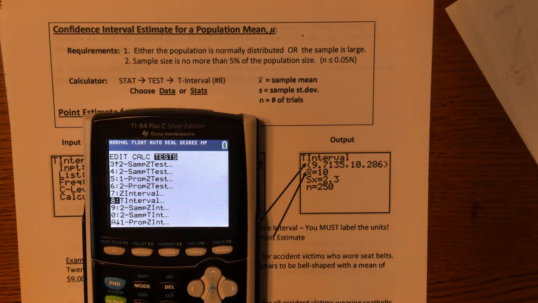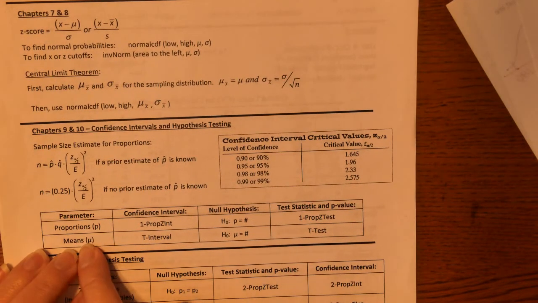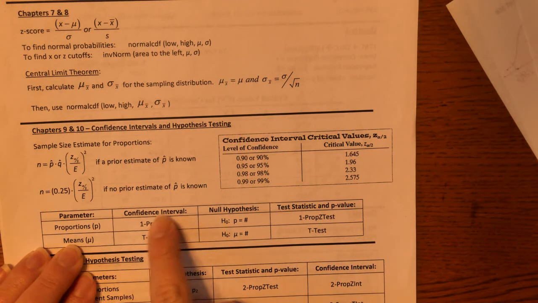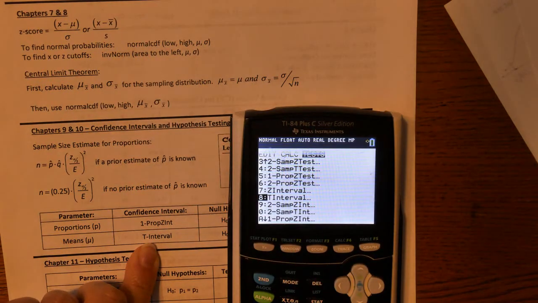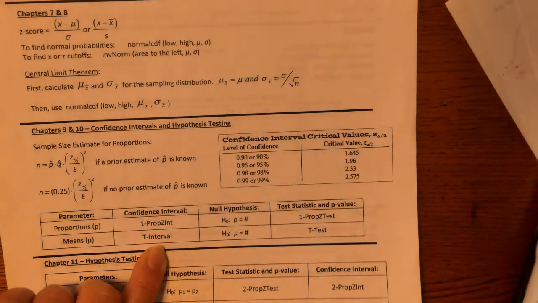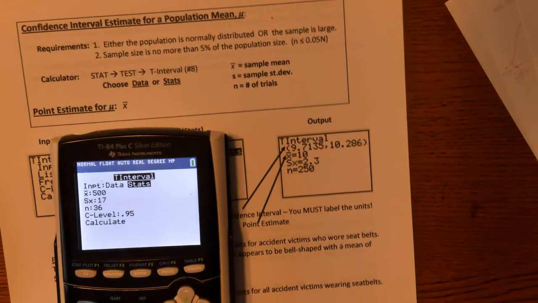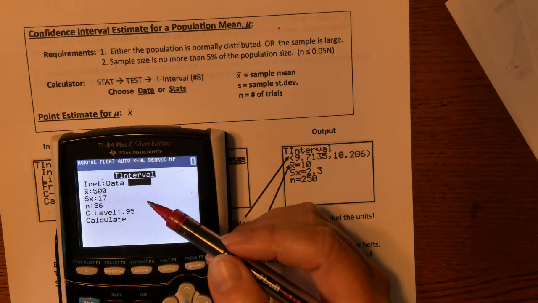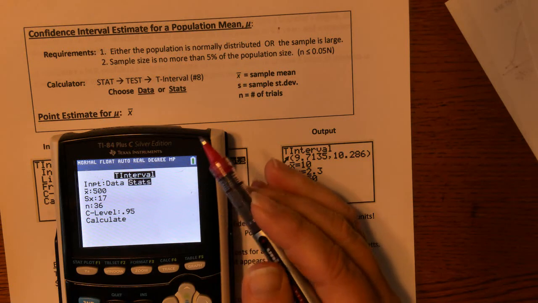On your formula chart, I tried to help you out with that. In our chapter 9 and 10 section, this time we're doing means, not proportions. Our confidence interval will be based on TInterval. So that is the feature we are picking in our calculator: Stat, Test, TInterval. When we get into hypothesis testing in chapter 10, we'll pick from these choices over here. Once you tell it to do TInterval, it needs to know whether you have raw data or you just have the statistics from the data.